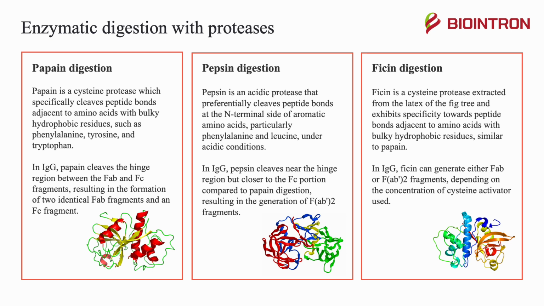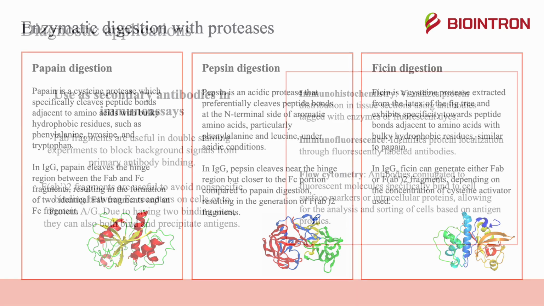Next, we have ficin digestion. Ficin is a cysteine protease extracted from the latex of the fig tree and exhibits specificity towards peptide bonds adjacent to amino acids with bulky hydrophobic residues, similar to papain. In IgGs, ficin can generate either Fab or Fab2 fragments, depending on the concentration of cysteine activator used.